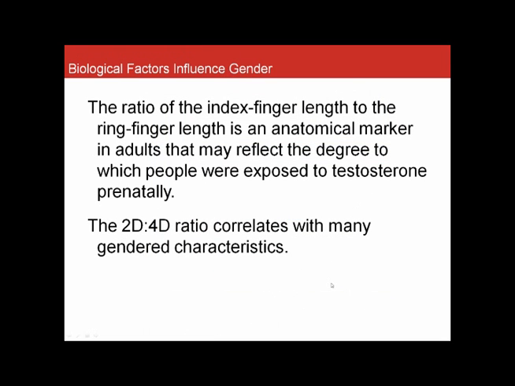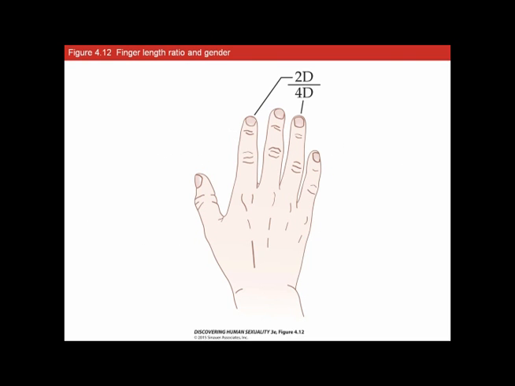We can also look at this in terms of finger length ratio. One of the questions I often get in this class is, is there any truth to gaydar? Well, there's some evidence that gaydar does exist. Some people have tried to point out various signs, one of which is finger length ratio, which correlates to many gender characteristics. Males typically have a finger length ratio where, comparing the index finger to the ring finger, the ring finger is longer. For women, this tends to be more even between the two.